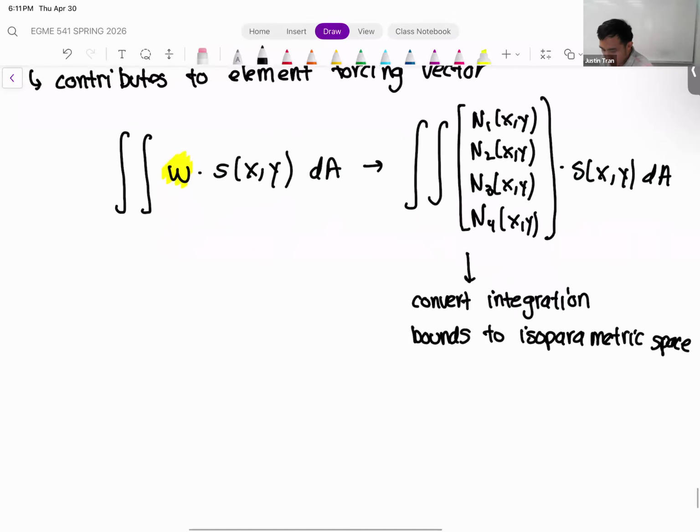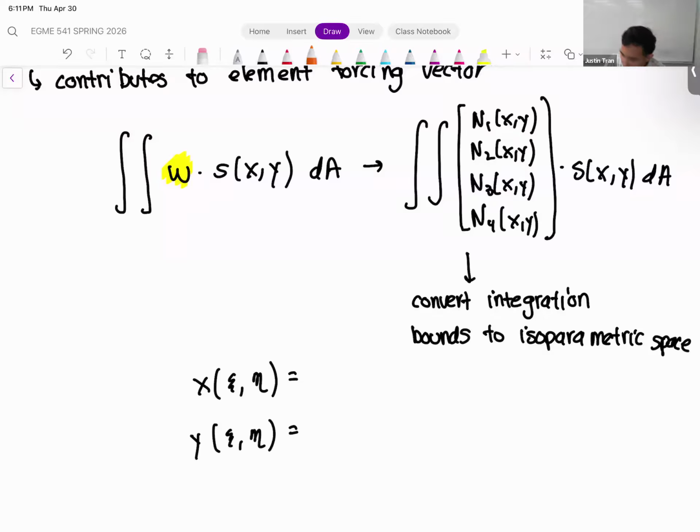So this step is a little bit more subtle. In order to do this, we need to replace x and y with expressions that have epsilon and eta. If you recall, very early in the process, this is kind of what we did last on Tuesday, we defined these two coordinate functions here: x of epsilon and eta and y of epsilon and eta. You can think of it as a conversion from x and y to epsilon and eta.